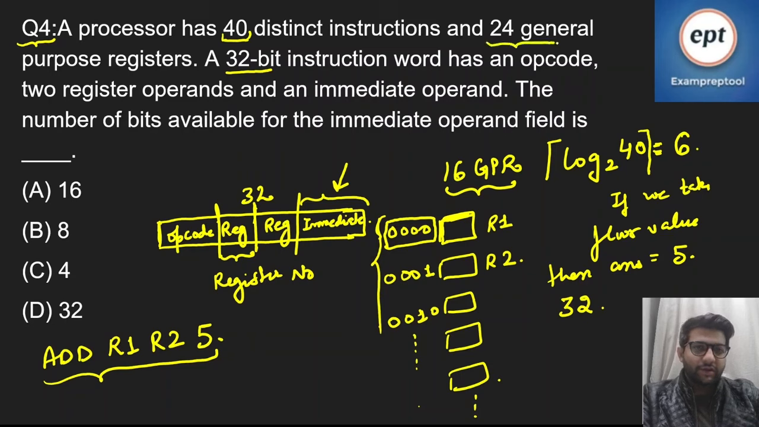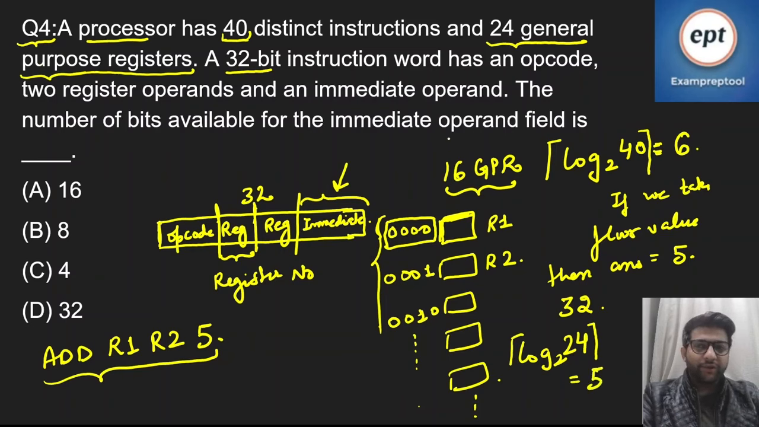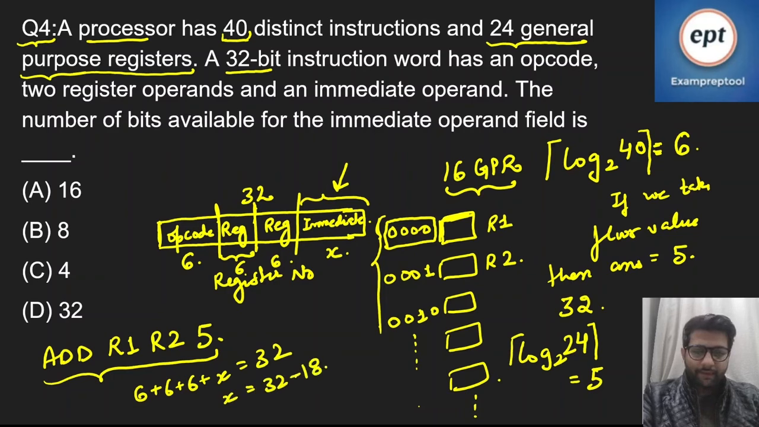So here in this question, there are 24 general purpose registers, right? So this particular processor has 24 GPRs. That means how many bits will be required? Ceil of log base 2 of 24, that is 5 bits will be required to number these different registers. So 6 bits for the registers, and since we had 40 distinct instructions, the number of bits for opcode was 6 itself, right? And let's say the number of bits required for the immediate field is x, right? So 6 plus 6 plus 6 plus x is equal to 32, and this means x equals 32 minus 18, right?